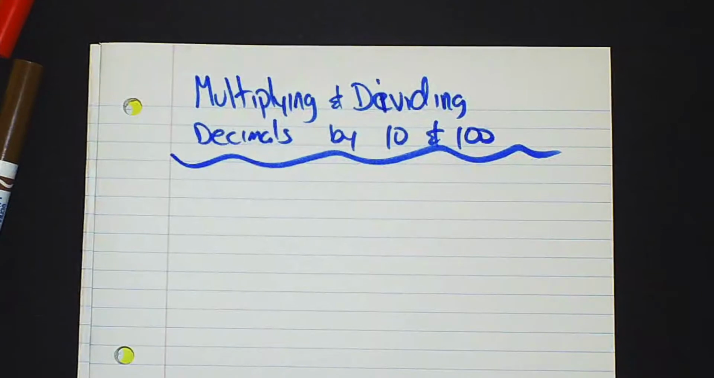Okay, today's video is going to look at multiplying and dividing decimals by 10 and 100. I'm going to show you a little trick today. So here we go. Let's get right to it.